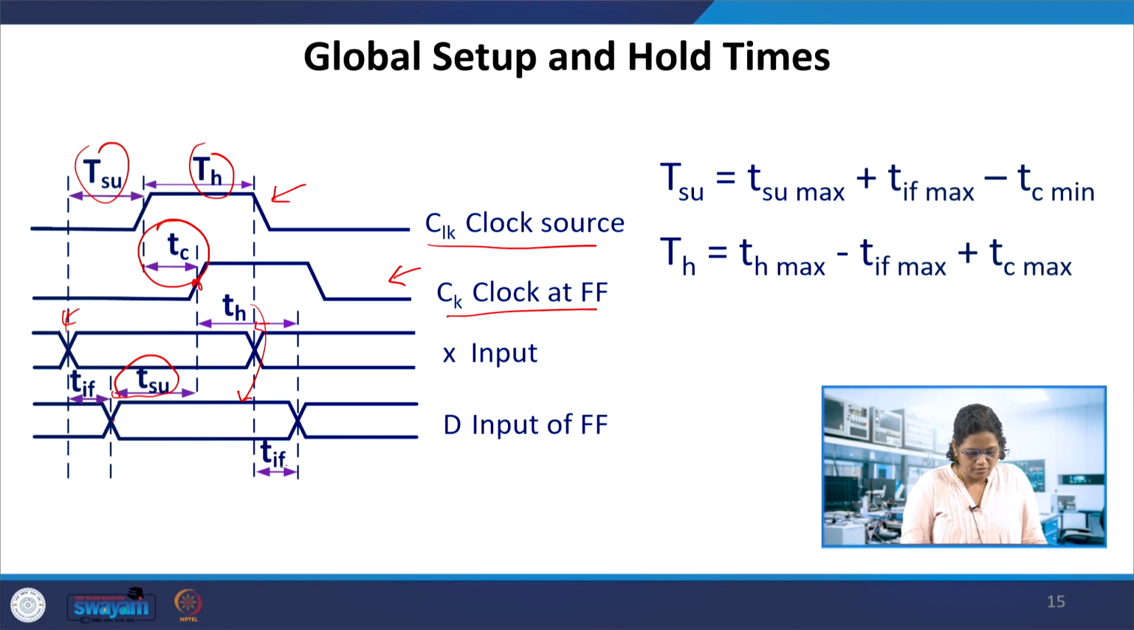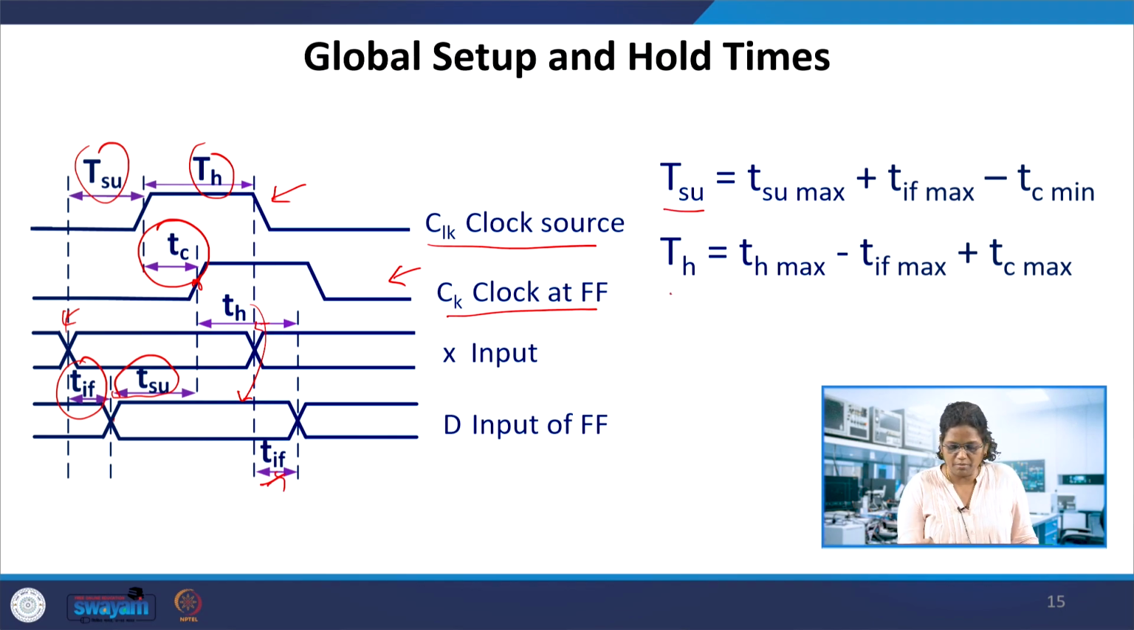So this is TIF, the input to flip flop delay. From the input change, it takes some time to get into the D, and that is the time TIN. It depends on the combinational logic, the next state logic, which is combinational, so TIF is proportional to the logic gates. Again here, the input change will be reflected at the D input, this is again TIF. So if this is the case, what is the global setup time?